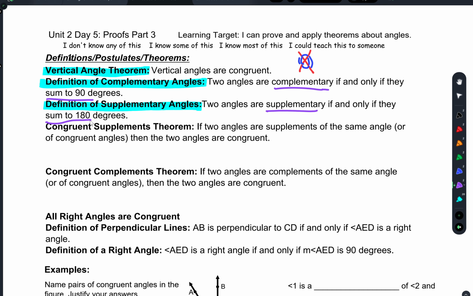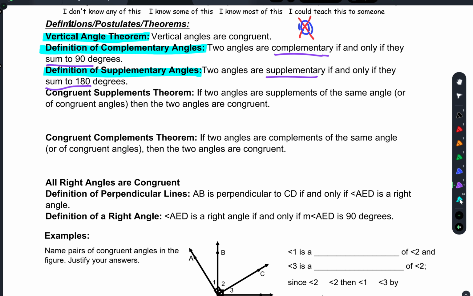The next two are kind of weird, and I don't like them so much, but we've got to know them. The congruent supplements theorem states that if I have two angles that are supplementary to the same angle, then those two angles must be congruent to each other. So I'm going to draw us a little picture here.